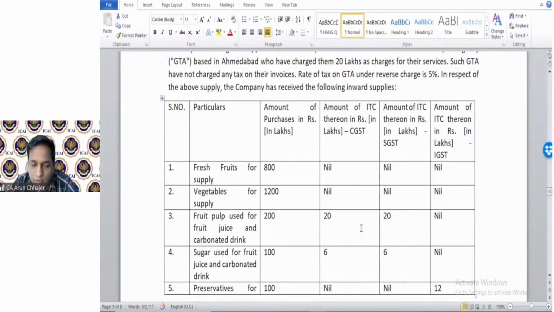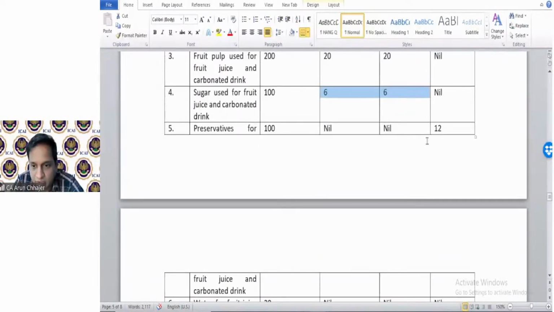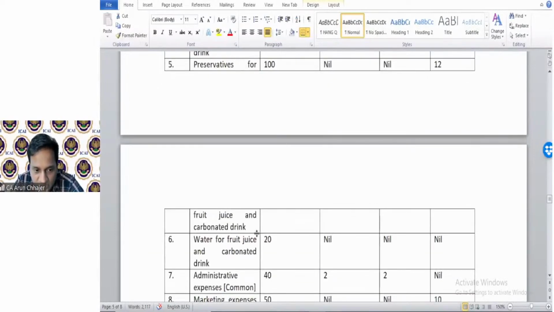Fresh fruits for supplies, the amount of the purchase is rupees 800 lakhs. And because fresh fruits and vegetables are exempted, you are not considering 86B. Perfect. Then fresh fruit pulp used for the juices, your purchase, 20 lakh CGST, 20 lakh SGST. Similarly, sugar 66 and preservation 12 lakh is the IGST.